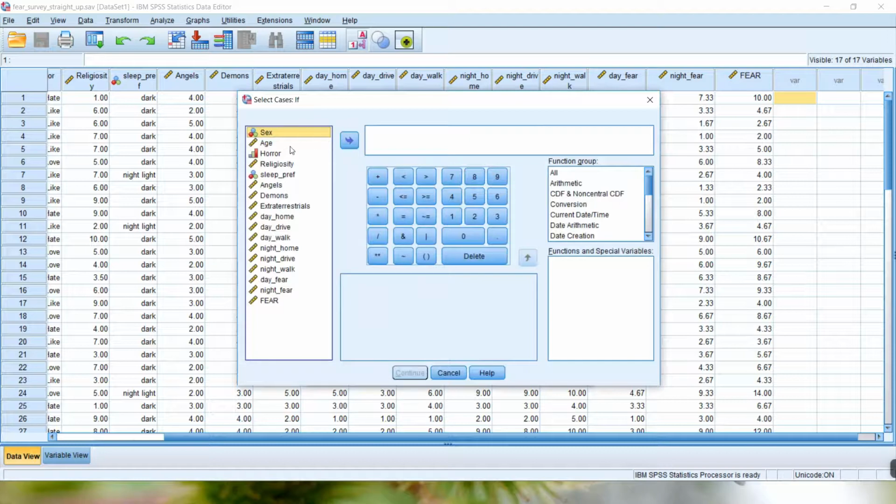So again, we want to select based on movies. So horror is the name of the movie factor, the horror movie attitude. So you move that over. And then you say equals 1.